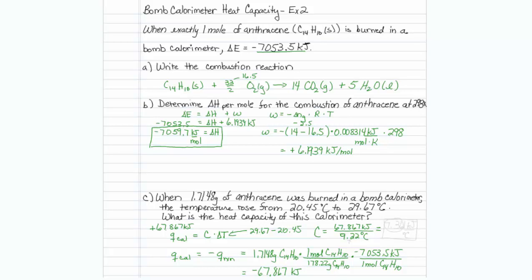So all that's left now to solve for my heat capacity is to take 67.867 and divide it by 9.22. I determined that the heat capacity of my bomb calorimeter is 7.361 kilojoules per degree Celsius. And that is my answer for example 2, and I guess technically it's only good to 3 sig figs since my temperature difference was only good to 3 sig figs. So that one's all done.